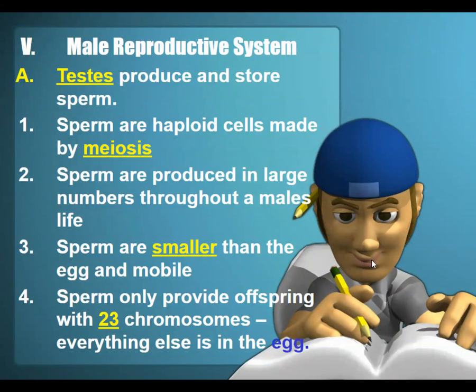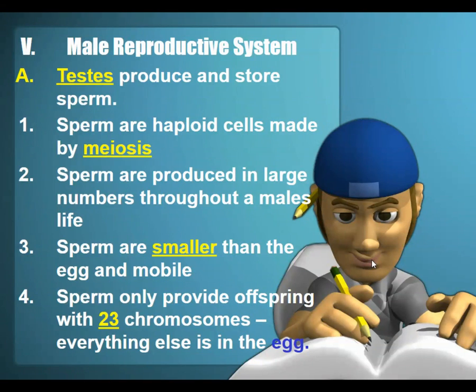So for the male reproductive system, males have testes. They produce and store sperm, and testes are found inside the scrotal sac. It is located outside the body. Sperm are haploid cells that are created through meiosis. So meiosis occurs in the testes.